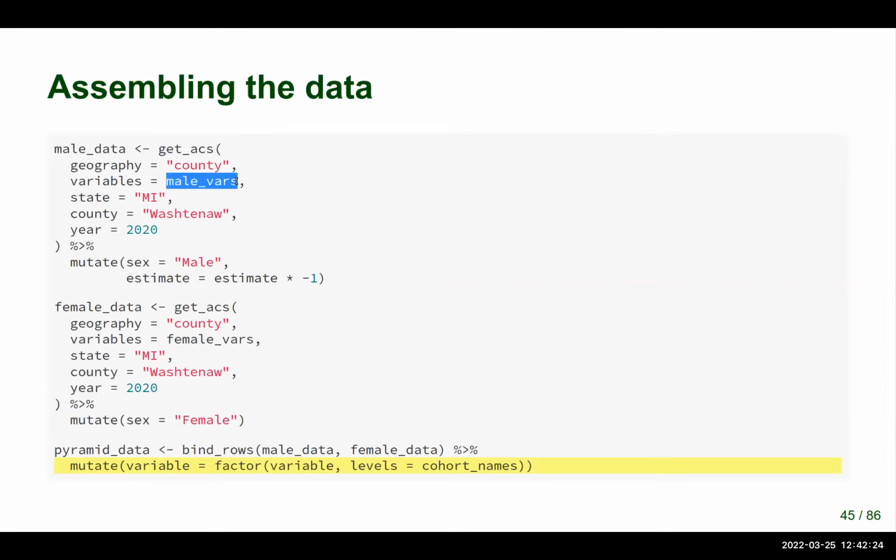And I'm getting my male variables for the 2016 to 2020 ACS. I'm then creating a new sex column with mutate. And notably, I am multiplying my ACS estimate by -1. Why would I do that? I'll explain that in just a moment. I then do the same for females, but I don't multiply the estimate by -1. And then finally, I use the bind_rows function from the tidyverse to combine my data and then convert the variable column to something called a factor. Let me step you through this and explain this in greater detail.